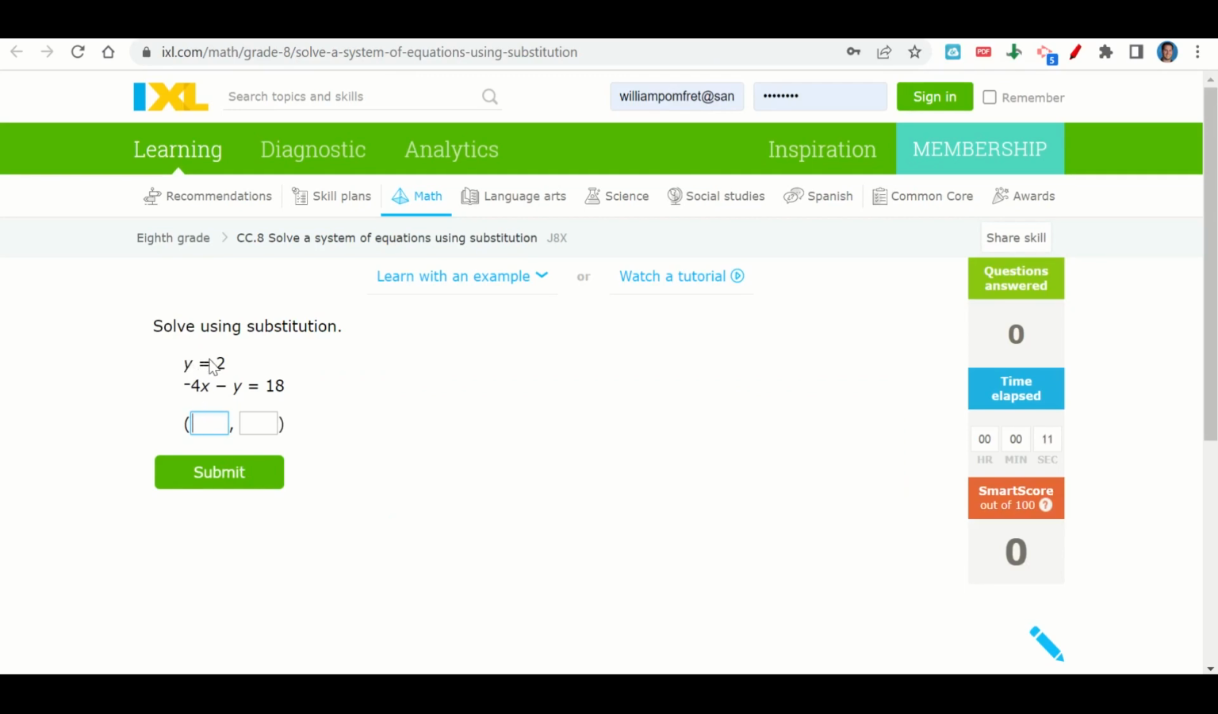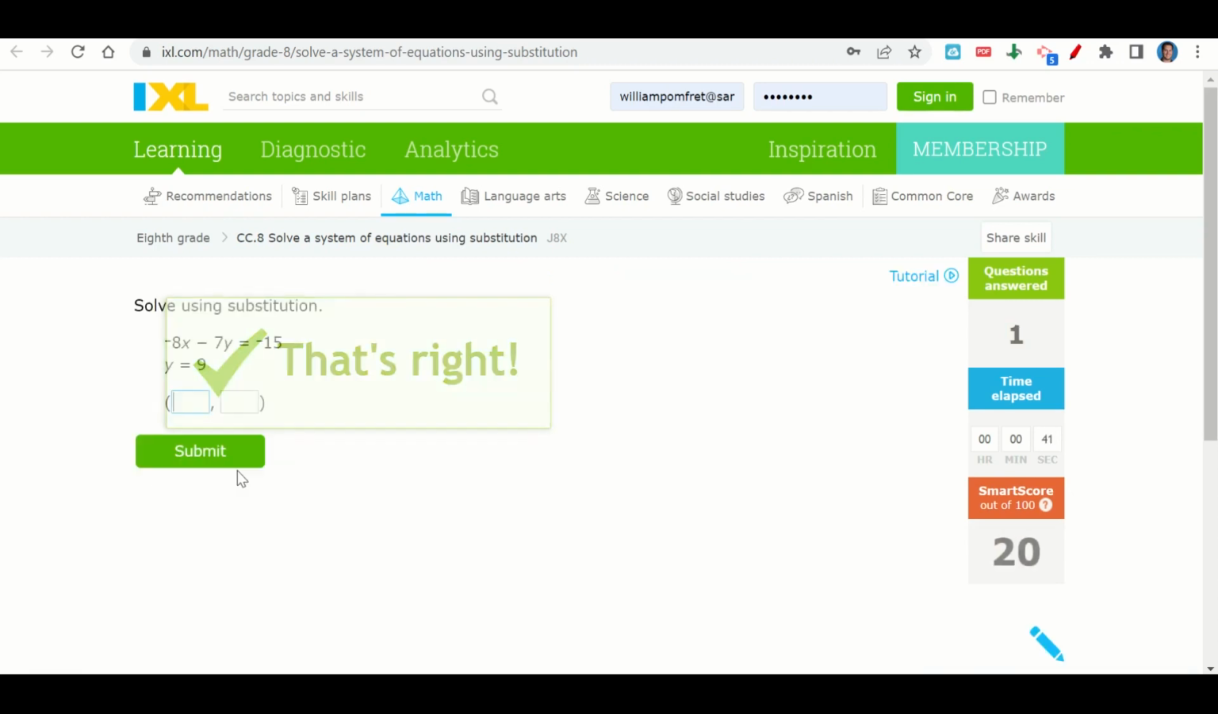And when we do that, it should take us to a page that looks like this. So the first one says y equals 2, and negative 4x minus y is equal to 18. Well, we already know what y is. They already gave it to us, so we're going to put y equals 2. And now for this one, we just need to plug it in and solve. So this becomes negative 4x minus 2 is equal to 18. So we'll add 2 to both sides, and we get 20 over here. So negative 4x is equal to 20. Divide both sides by negative 4, and we get x is equal to negative 5. So we get negative 5, 2. And we hit submit. It tells us we got it right, and then gives me another question.